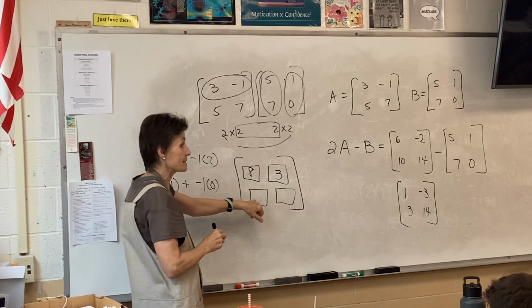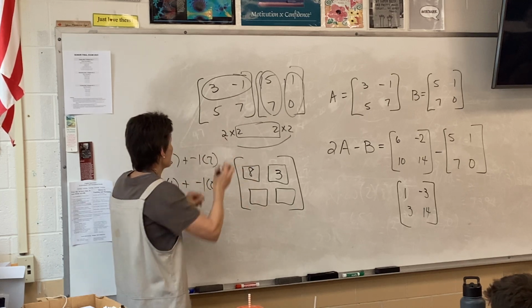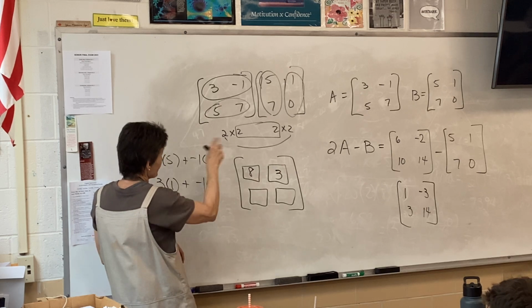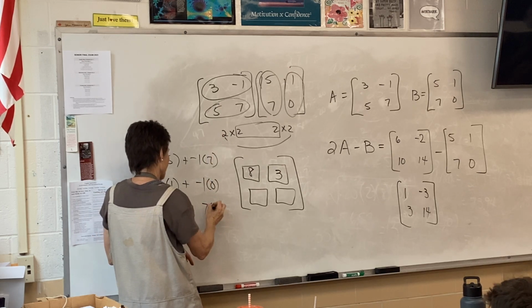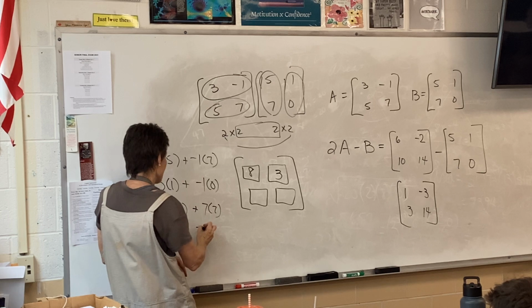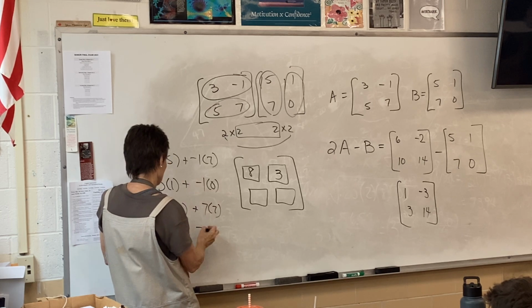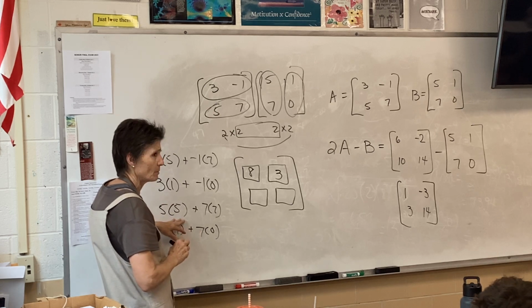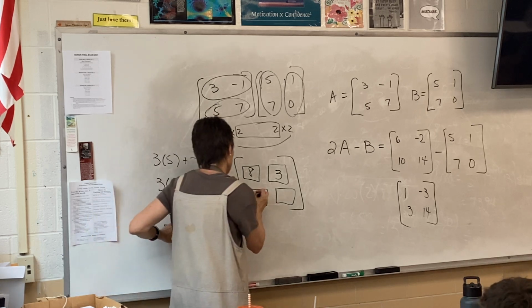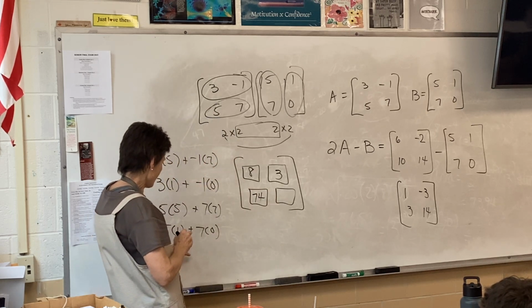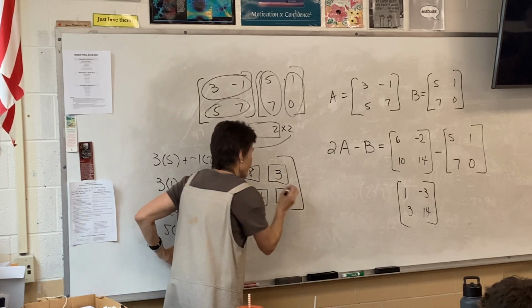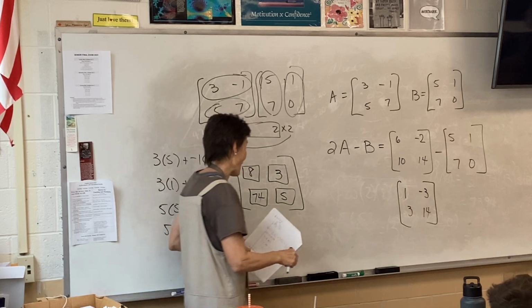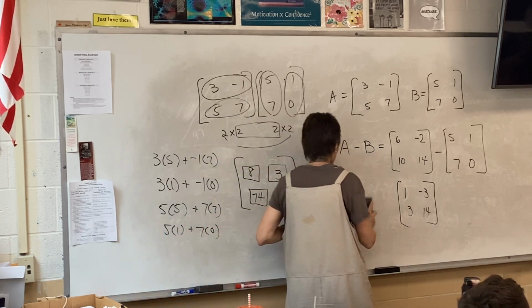Then I'm moving to the second row. So I'm using 5, 7, times 5, 7. And that 5, 7 times 1, 0. So that one looks like a big number. 74. And this one, you need to be able to do that without a calculator. You can, it's easy.